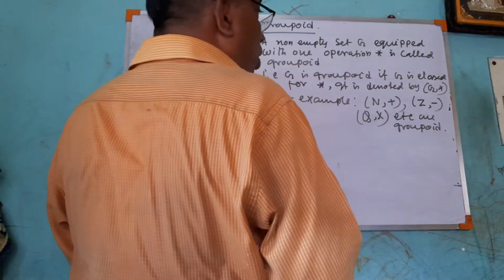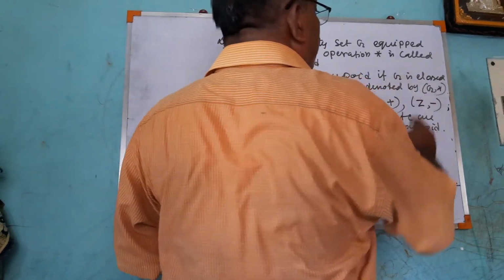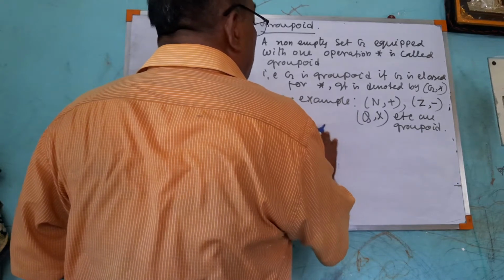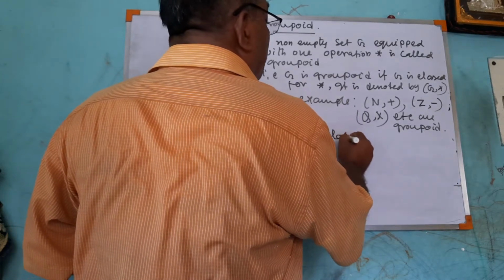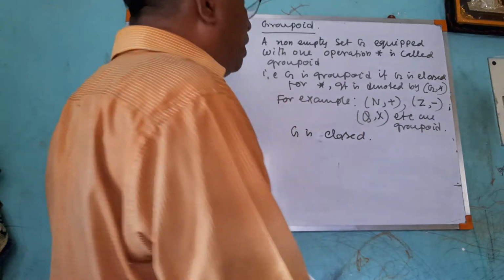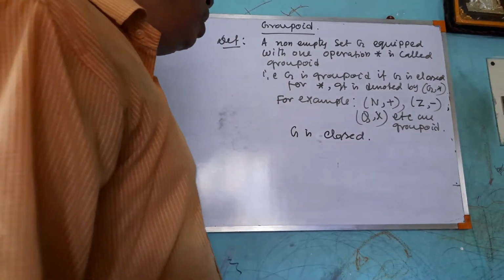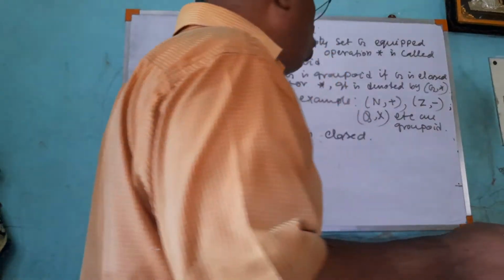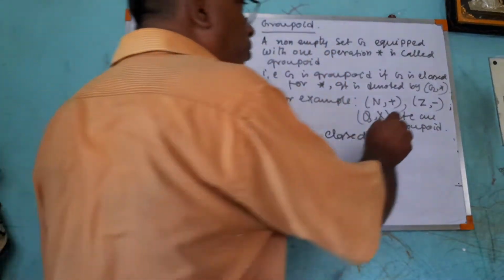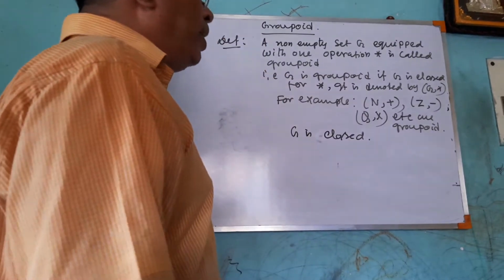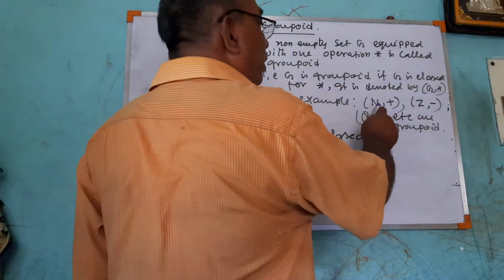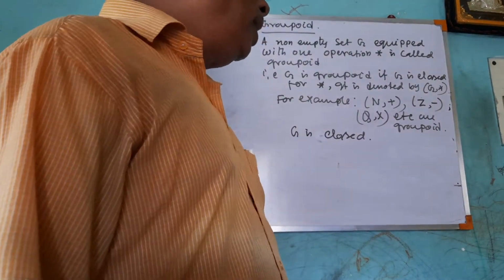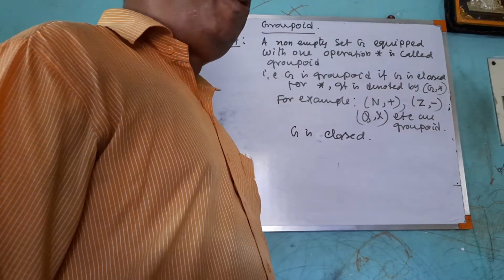Now this is very important. I have written: if G is closed. What do you mean by G is closed? If G is a non-empty set and G is closed, then we can say it is a groupoid. If G is closed, it is denoted by G star. For example, I have taken natural numbers with plus. Natural number plus is a groupoid.